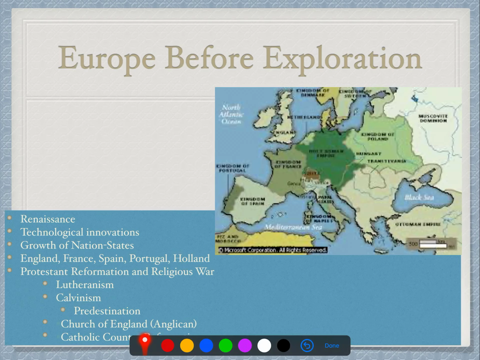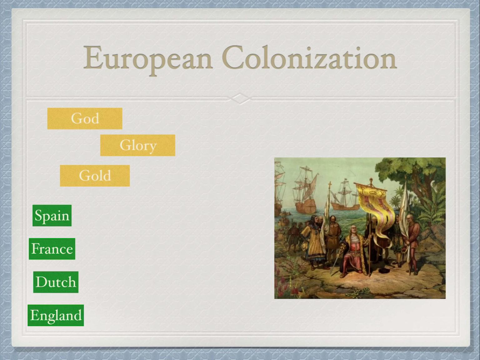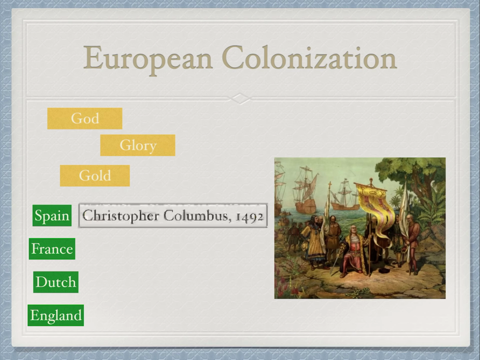So we want to think about God. What are the impulses driving countries related to God? Glory. What glory and pride can we bring to our nation states? And gold, right? At the end of the day, it always comes back to the money. So let's think about this idea of God, glory, and gold for each of these nations: Spain, France, the Netherlands, or the Dutch, and the English.